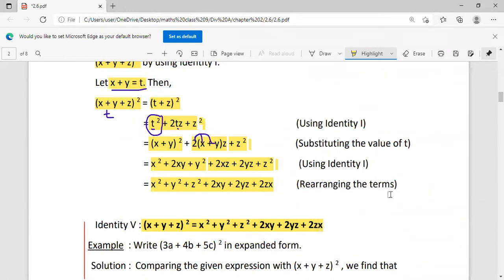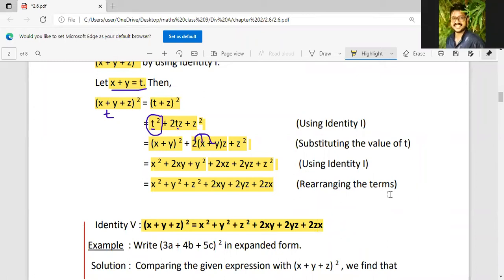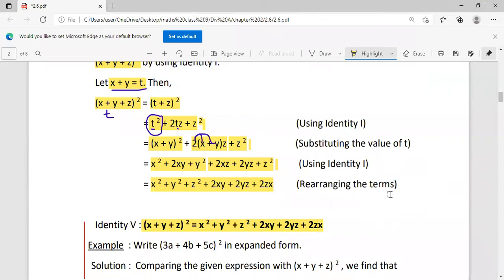And this was actually the process by which we have formed this identity. You don't need to learn this process. It is for your additional knowledge only. You have to learn this identity by heart. This is the important part. Do you follow? Yes, sir.